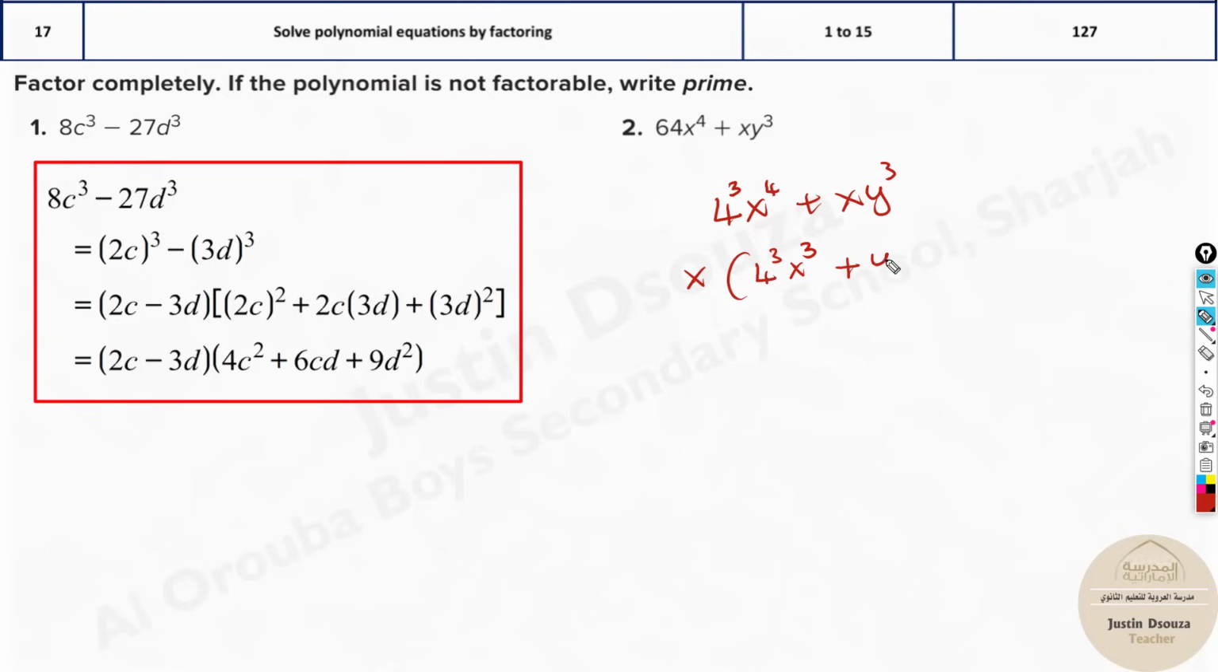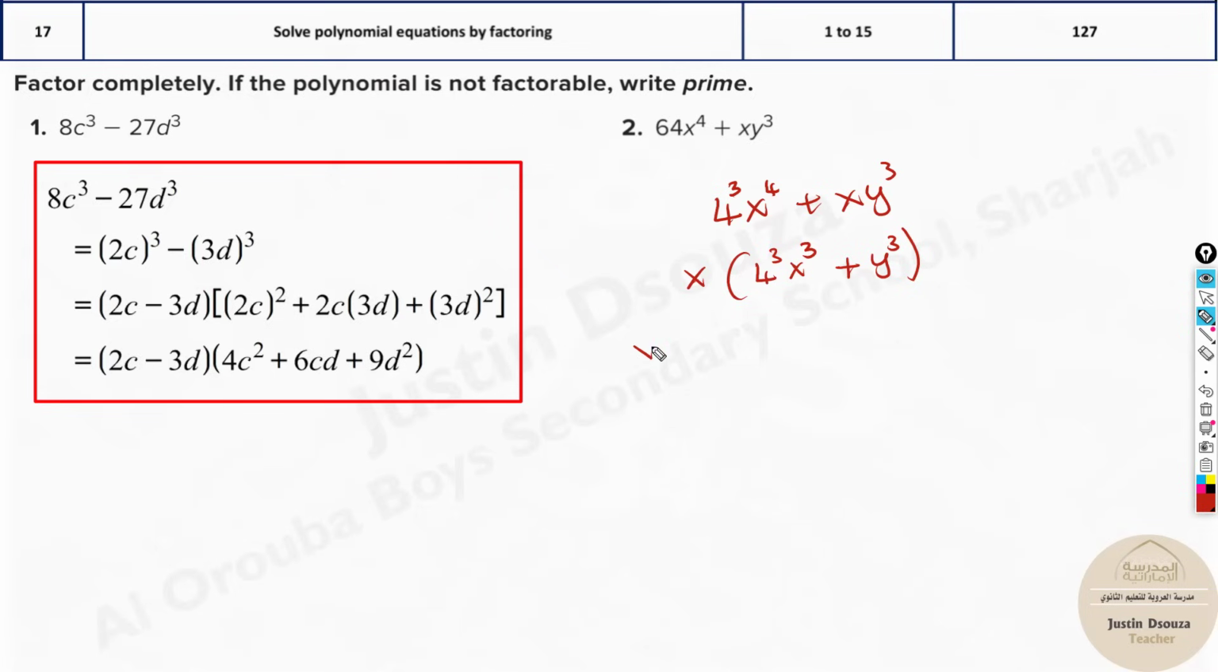Plus this is gone, you're remaining with y cube only. So now if you multiply this back in, you're going to get the above equation. So we have done nothing wrong. If you multiply it over here, it's going to be 4 cube or 64, x to the power 4, because 3 plus 1 is 4. And over here, it'll be x times y cubed. So this is the thing.